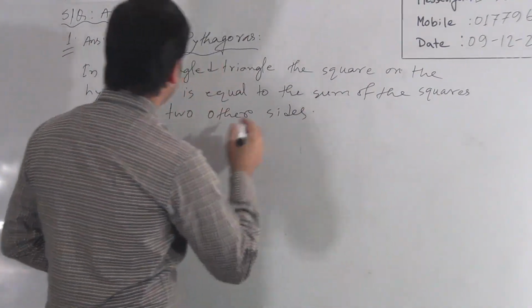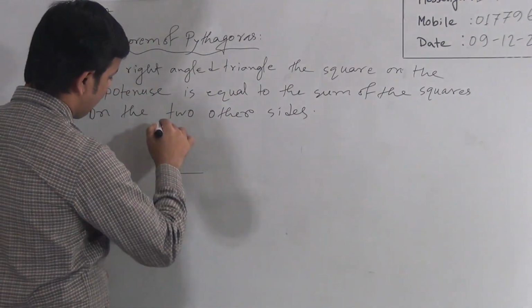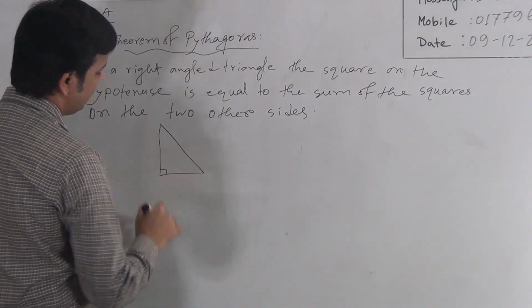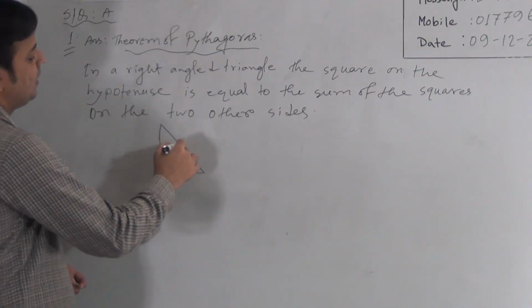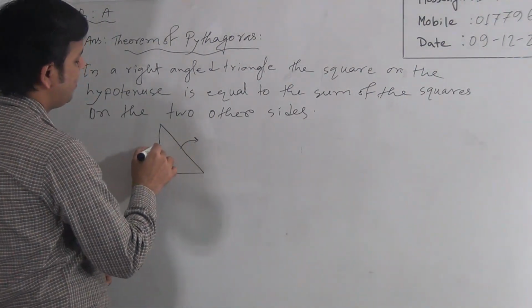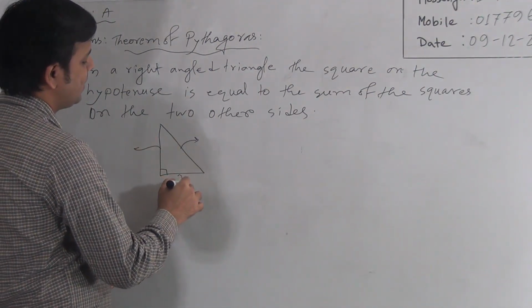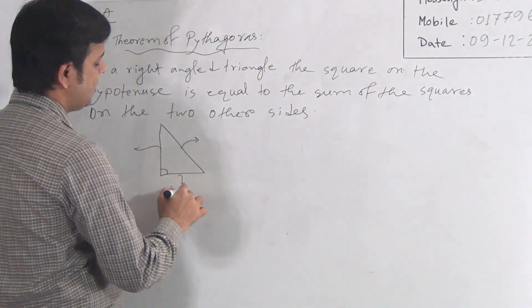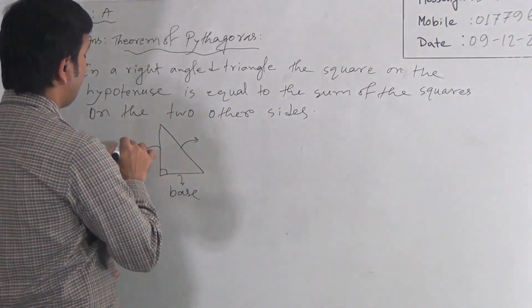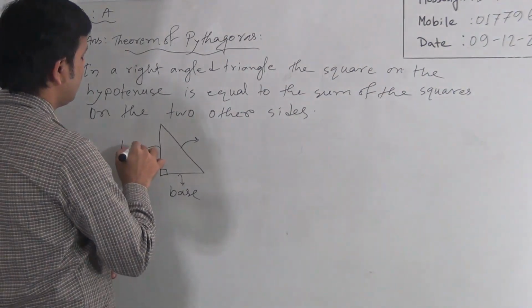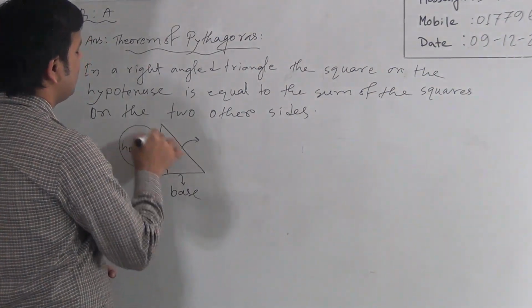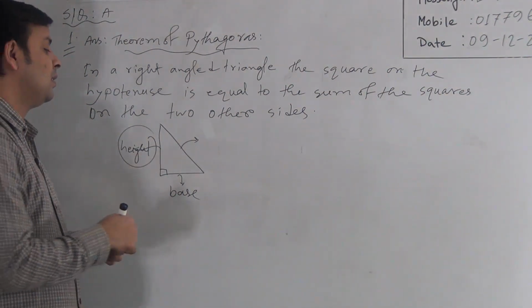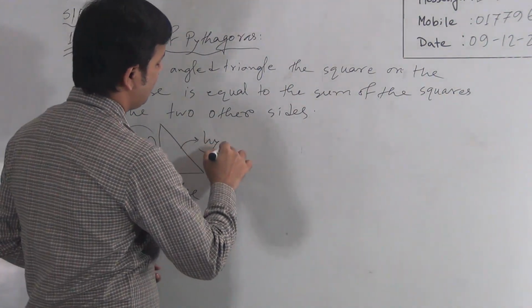What does it mean? It means that if this is a right angled triangle, and if this angle is right angle, this side is known as hypotenuse, these two sides are other two sides. If we consider this is base, this will be height or perpendicular. This is hypotenuse.